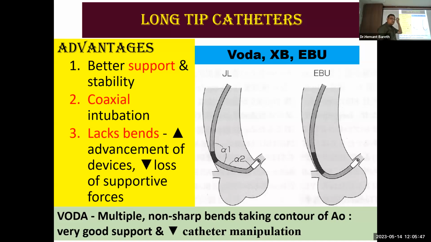This Voda catheter is very useful because there is no primary curve and no secondary curve. You only have to negotiate it so that it sits on the top of circumflex and then the device can be delivered right into the circumflex.